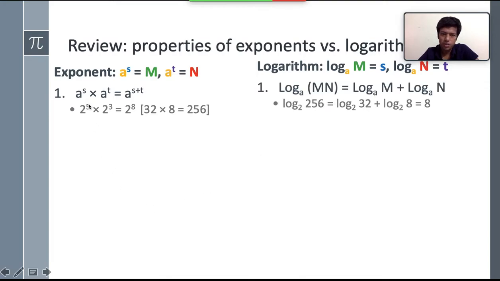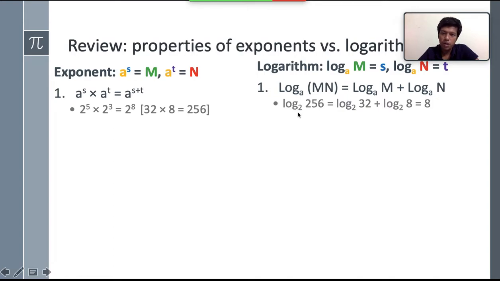First of all, in the exponent, we have a to the power s times a to the power t equals a to the power s plus t. We say it this way: when the base is the same, power addition. In the logarithm, if they give us something in multiplied form, suppose m times n, then it becomes addition: log base a of m plus log base a of n. How it works, an example is given here.